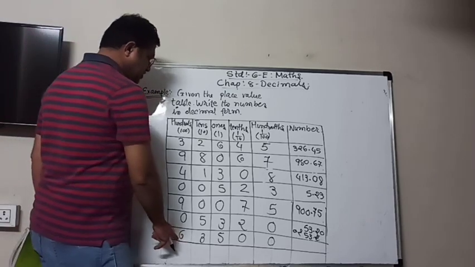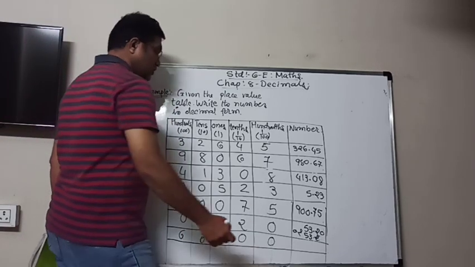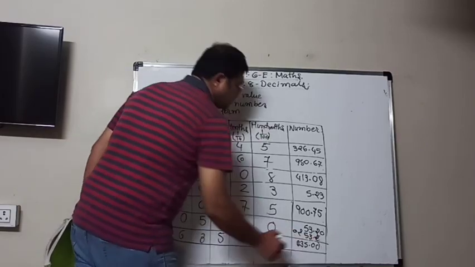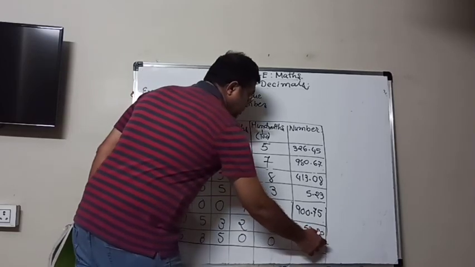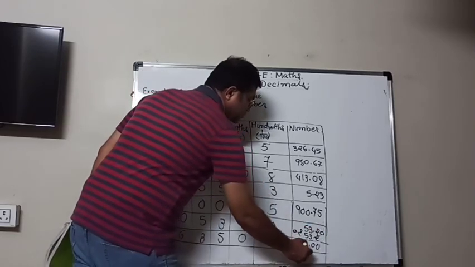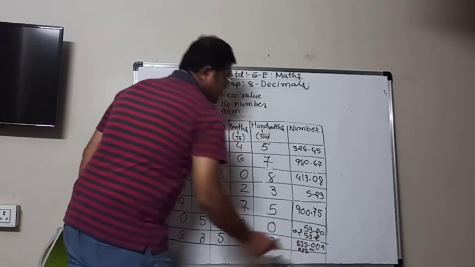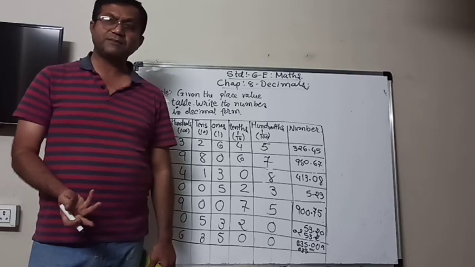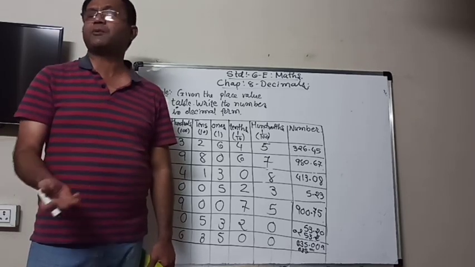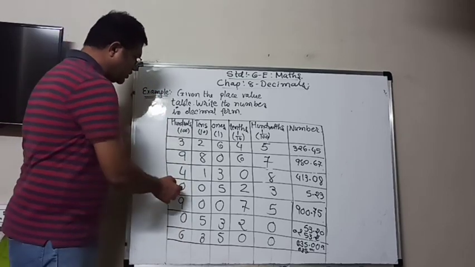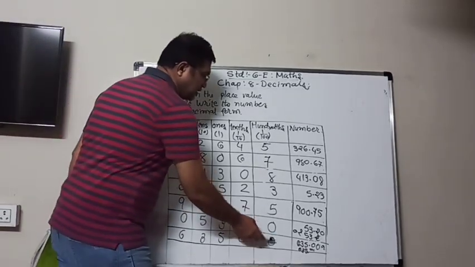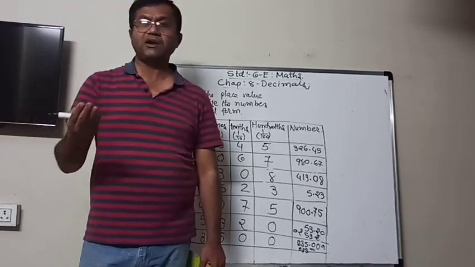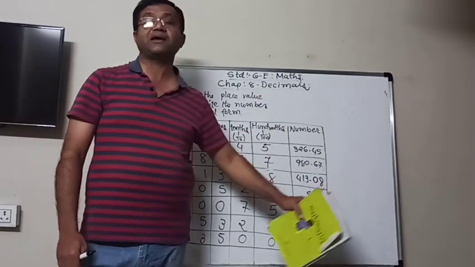Now here, 63500. We write 635.00, or you can write just 635, because after the point both are zeros. When both are zeros, it does not have any importance. In the beginning also, if there is 0, we don't write it down. If the 0 is at the end, it doesn't matter if you write it or not.